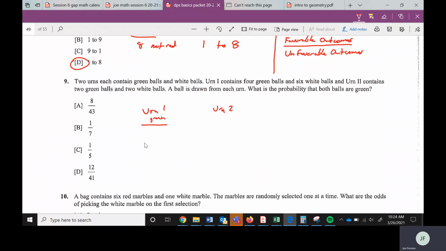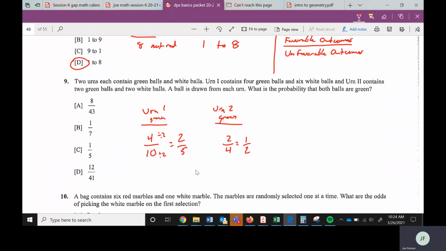Okay, so to get a green from the first, how many are in there? 4 green, 6 white. There are 10 total balls in there. 4 are green. Okay, let's reduce that. 2 goes into both. So we get 2/5. So urn 2, we also want to find if we get a green out of there. Now it has 2 green and 2 white. So 4 total in there. 2 of them are green. That reduces to 1/2.